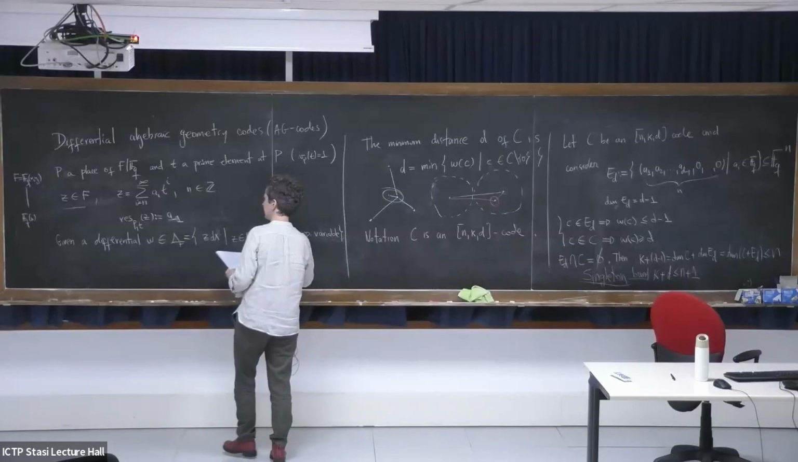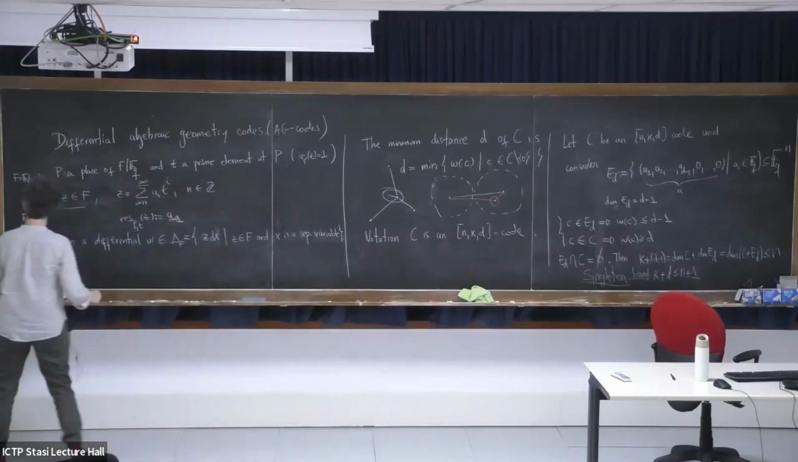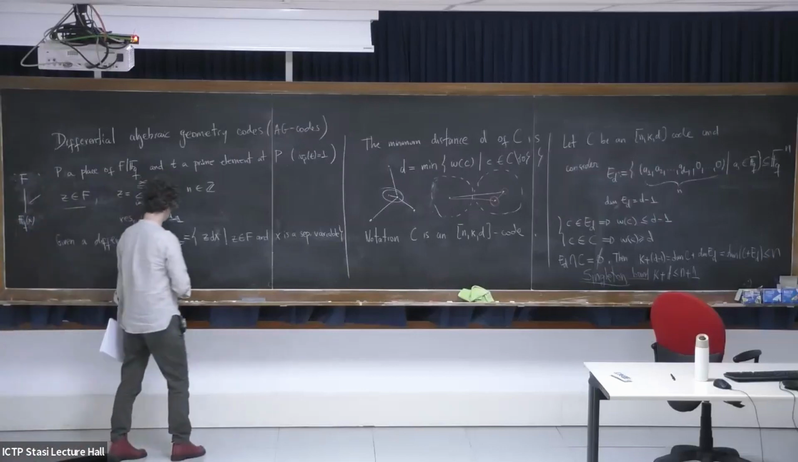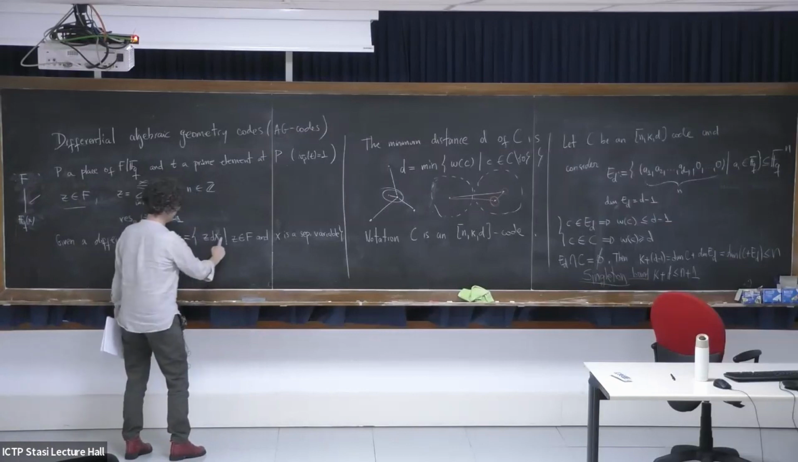That's a separating variable. It means that when you have your function field, what is a separating variable? Every time you do F_q of it, this has finite dimension. This is a separating variable. You don't have just one. You have many you could use. So you fix any one. Okay? So you can think your space of differentials like this.